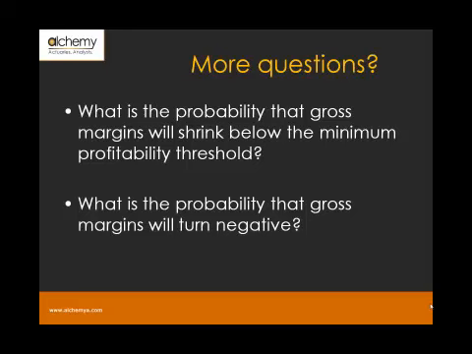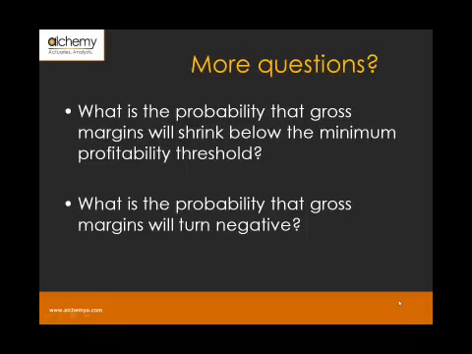Now, here's a very different, related, and interesting application. You take the same concepts that we worked with so far and turn them into a very different question. What is the probability that gross margins will sink below the minimum profitability threshold? And also, what is the probability that gross margins will actually turn negative? Now, both of these questions have very important and interesting applications when it comes to tracking, managing, and reducing risk at a senior management level.